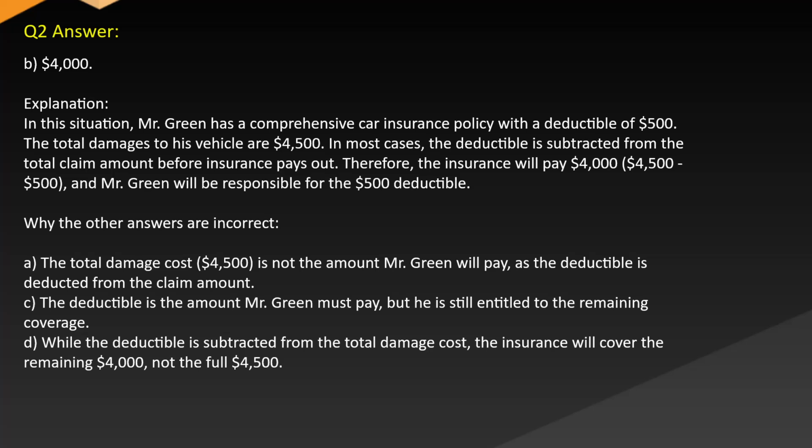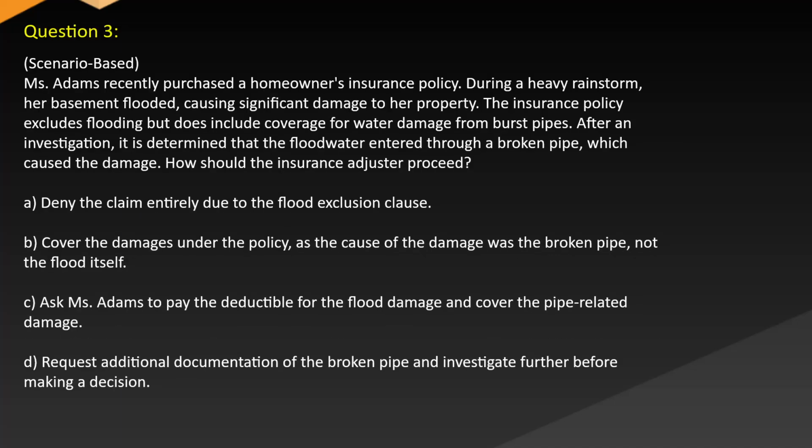While the other answers are incorrect: A. The total damage cost, $4,500, is not the amount Mr. Green will pay, as the deductible is deducted from the claim amount. C. The deductible is the amount Mr. Green must pay, but he is still entitled to the remaining coverage. D. While the deductible is subtracted from the total damage cost, the insurance will cover the remaining $4,000, not the full $4,500.